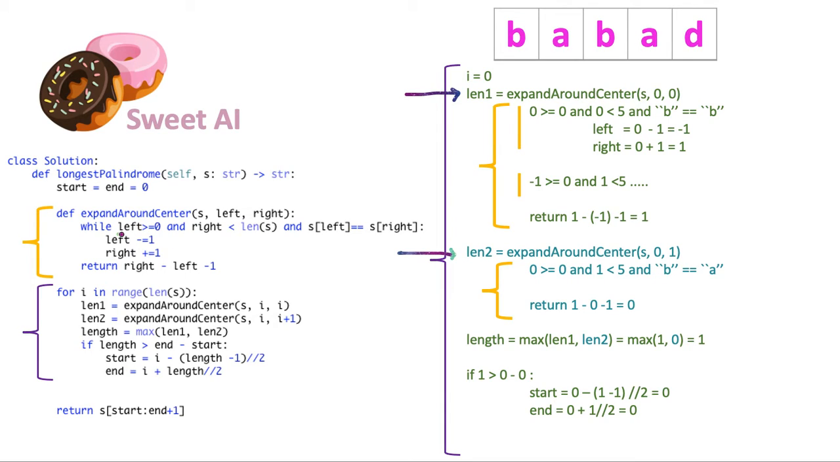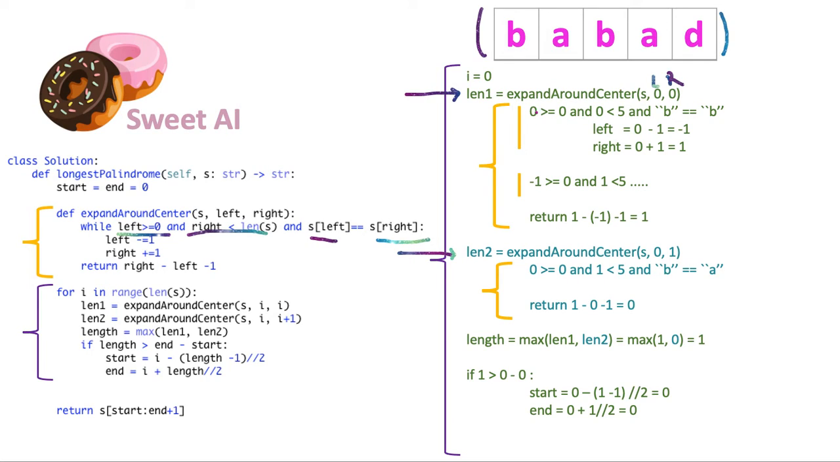So the first two conditions are just making sure that it's in the same range of the string that we have, and this condition is the one that is checking for palindromic, right? So it's saying, okay, this is the left one and this is the right index that we have here.